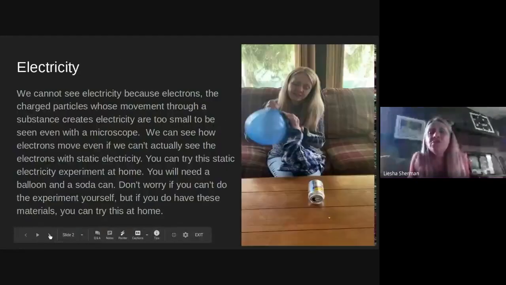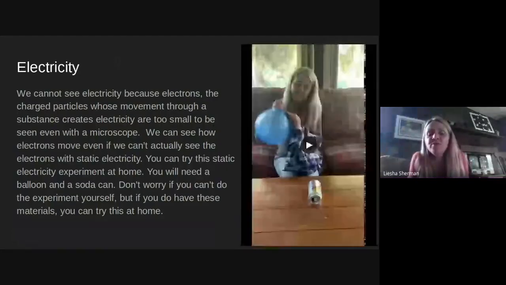We can't see electricity because electrons, the charged particles whose movement through a substance creates electricity, are too small to be seen even with a microscope. But we can see how electrons move even if we can't see the actual electrons. And we can do this by doing a static electricity experiment, and that can show you how electrons can move from one thing to another.